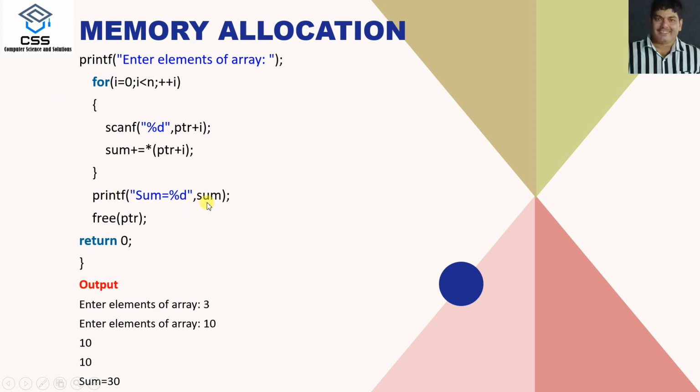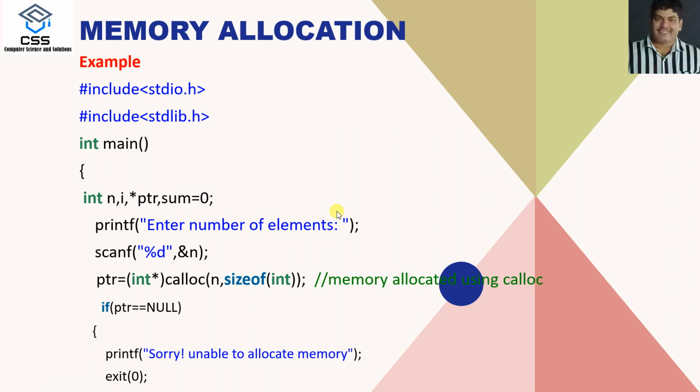Everything is similar to malloc; the only difference is that instead of n into 2, you write n comma 2. The other differences are that malloc takes 1 argument, calloc takes 2 arguments. By default, malloc stores a garbage value, calloc stores 0. Malloc allocates a single memory block, whereas calloc allocates multiple memory blocks.